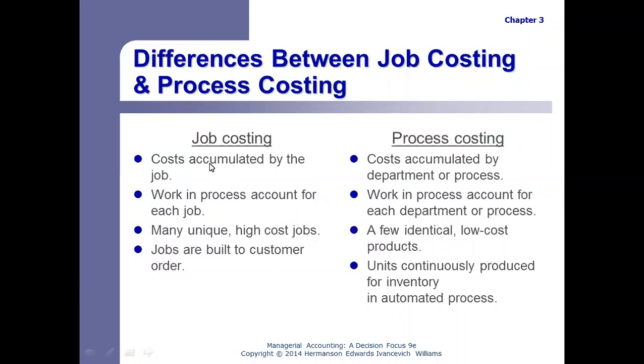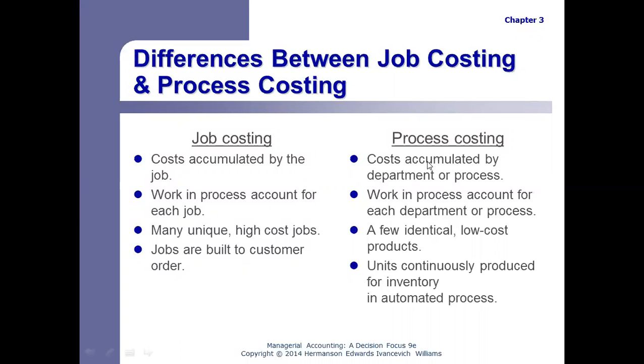Okay, so a summary of the differences. In job costing, we're accumulating costs by jobs or projects. We have work in process for each particular job. So we're working on one job at a time, and if we're still working on that job at the end of the period, that's considered work in process. Okay, it's good for unique, high cost jobs, custom jobs. Okay, and again, it's things that you can separate out into projects or jobs. Usually here, custom order kinds of stuff.